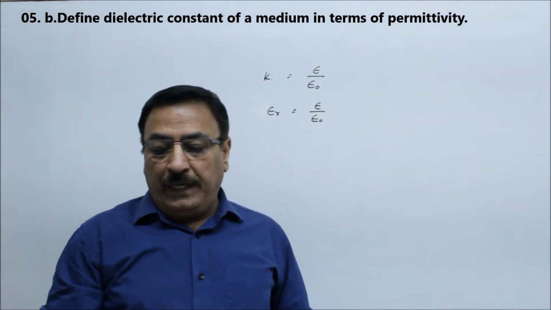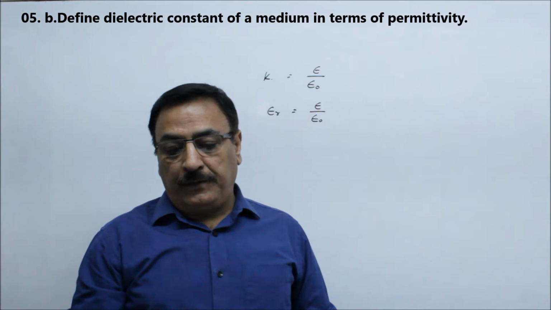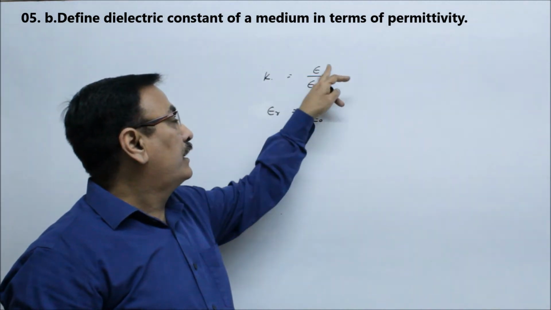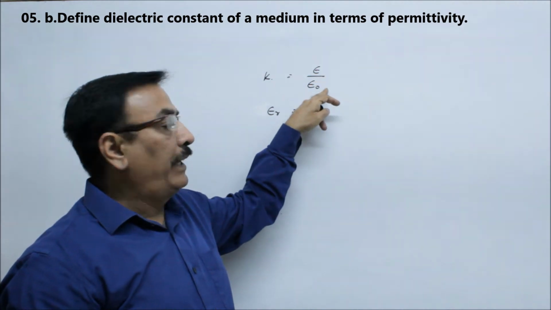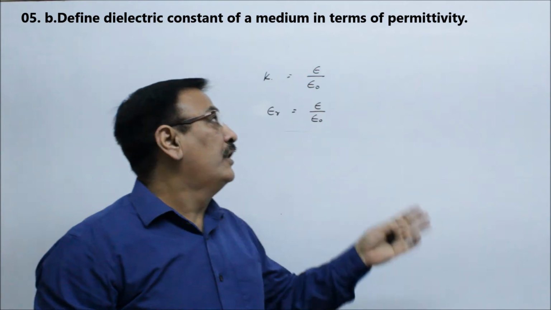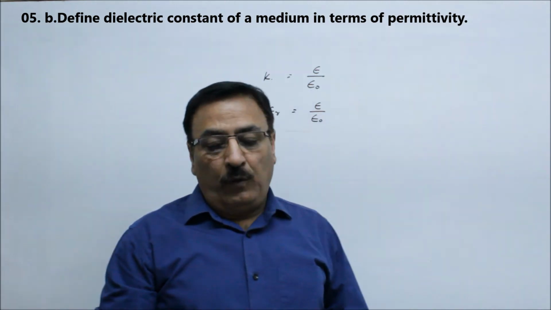So the question was to define dielectric constant in terms of permittivity. This is the definition: dielectric constant is equal to permittivity of the medium divided by permittivity of vacuum. So what will be the unit of this? No unit, because it is the ratio of two same physical quantities.